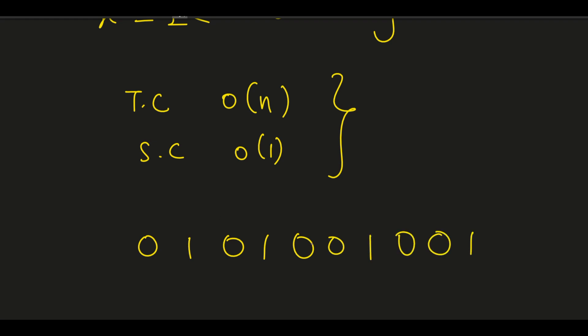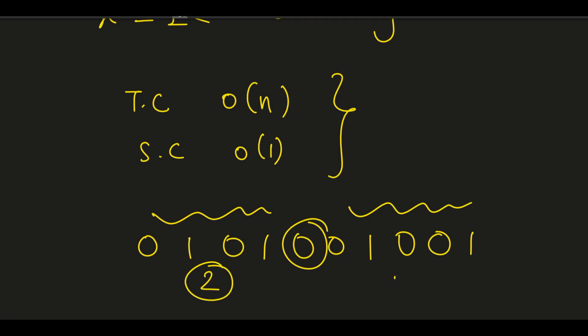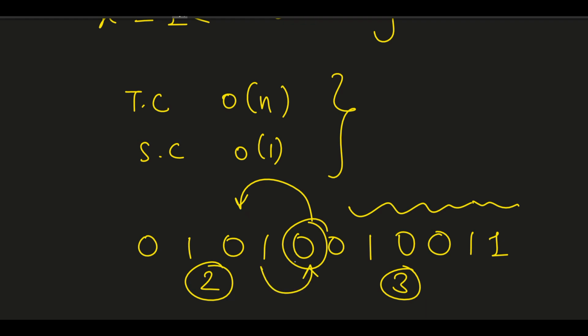So for any zero, I will find the number of ones on the left side, right? So the number of ones on the left side and the number of ones on the right side. So let's say the number of ones here are 2 and the number of ones here are 3. So what is the optimal choice for this 0? It is optimal for this 0 to go here, such that this one will come here, right? That is what we are trying to do. We are clubbing all the ones together.